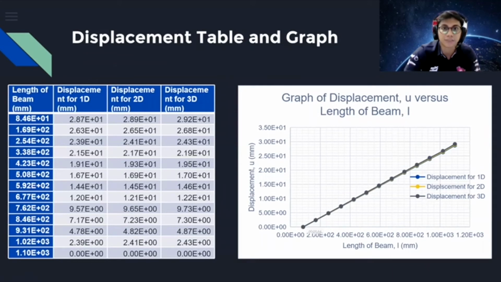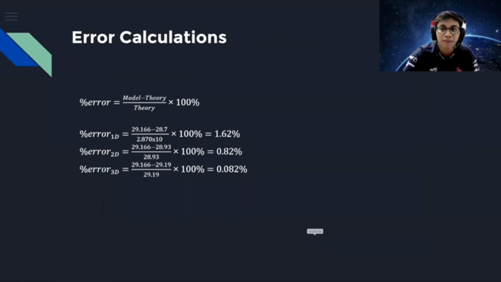Here is the displacement table and the graph of the beam. As we can see, we plotted the displacement and it's almost the same. So to determine the best method, we calculated the errors, and we can see 3D has the lowest error with the value of 0.082%. Thus, we can say the best method of modeling is 3D modeling for finite element analysis of a beam.